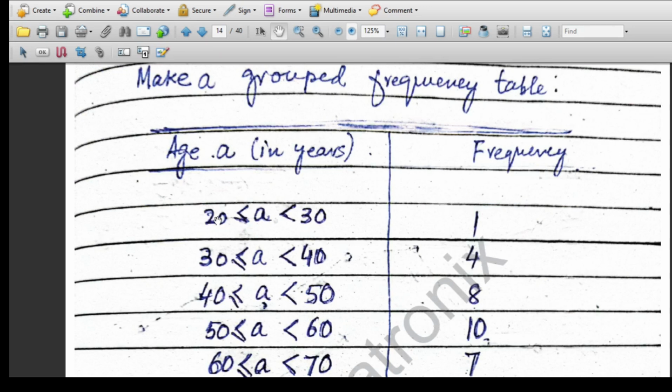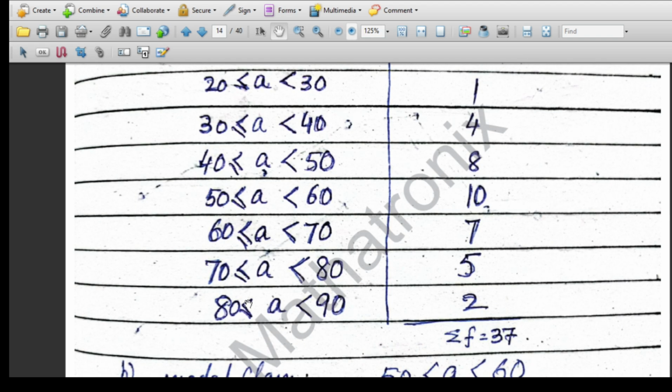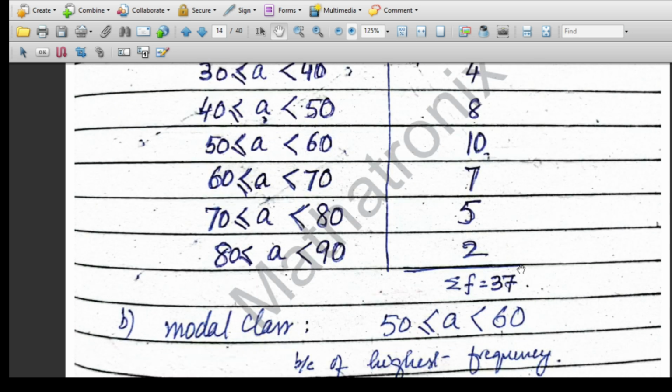20 to 30, that is greater than or equal to 20 and less than 30, is 1, 30 to 40 is 4, 40 to 50 is 8, 50 to 60 is 10, 60 to less than 70 is 7, 70 to less than 80 is 5, 80 to less than 90 is 2, and the total frequency is 37. 1, 4, 5, 13, 23 plus 7 is 30, 35 plus 2 is 37. So the total frequency is 37.